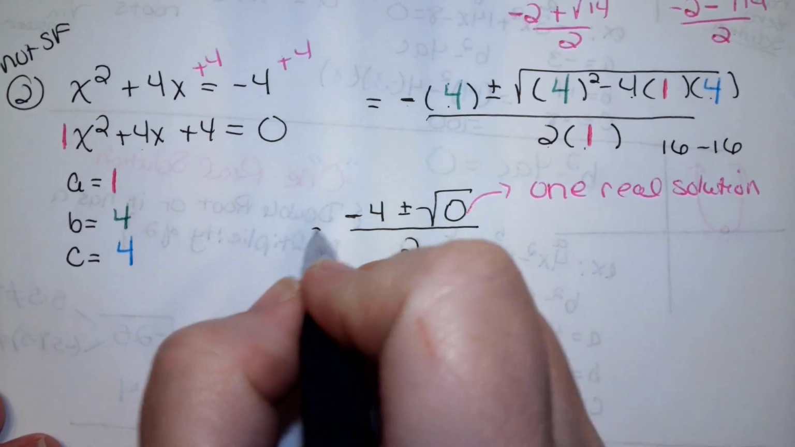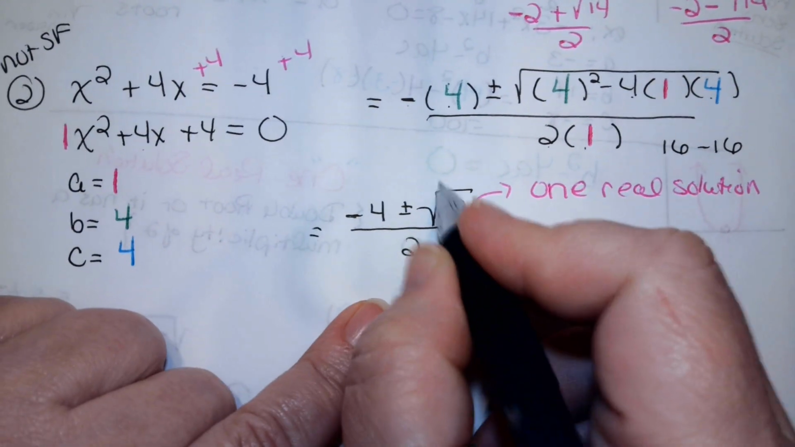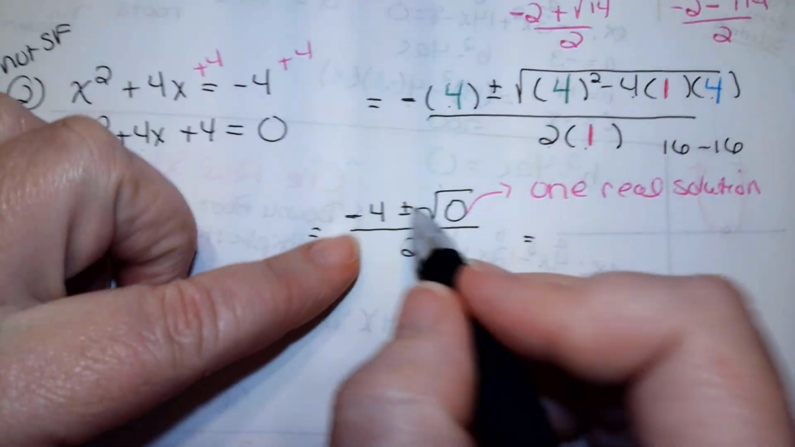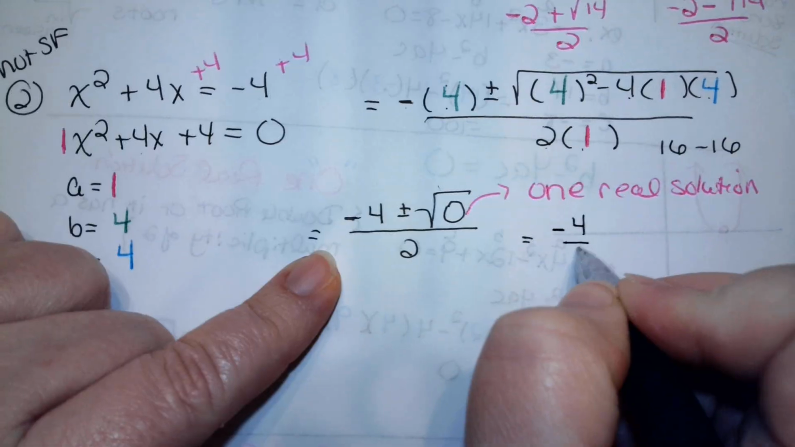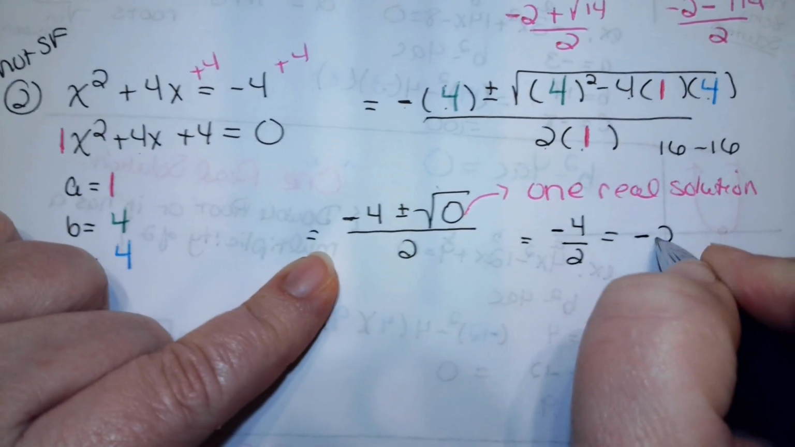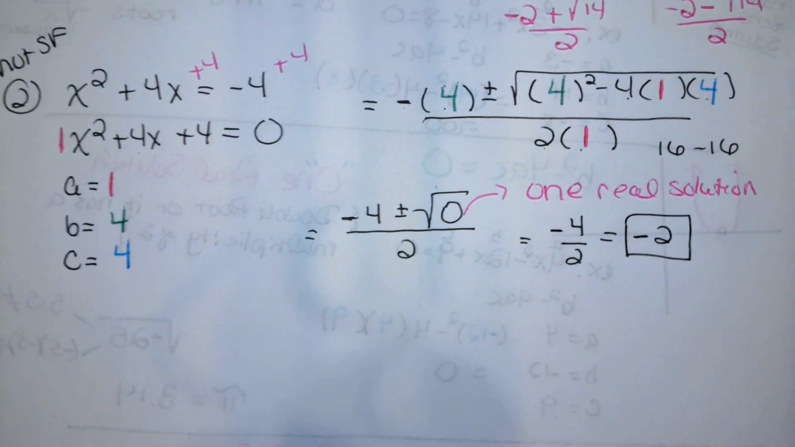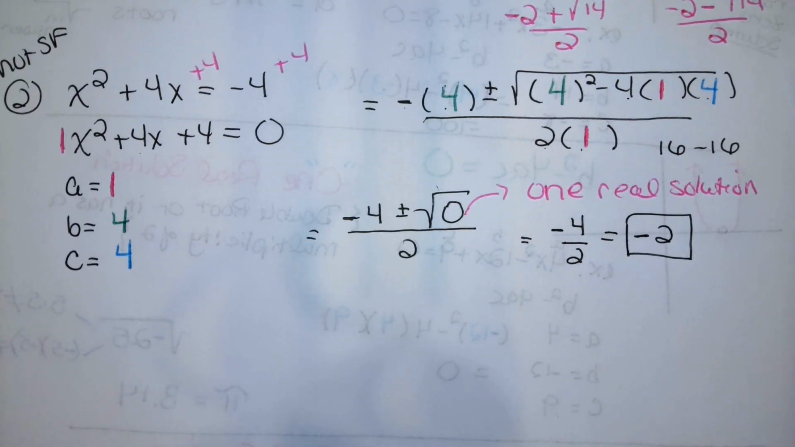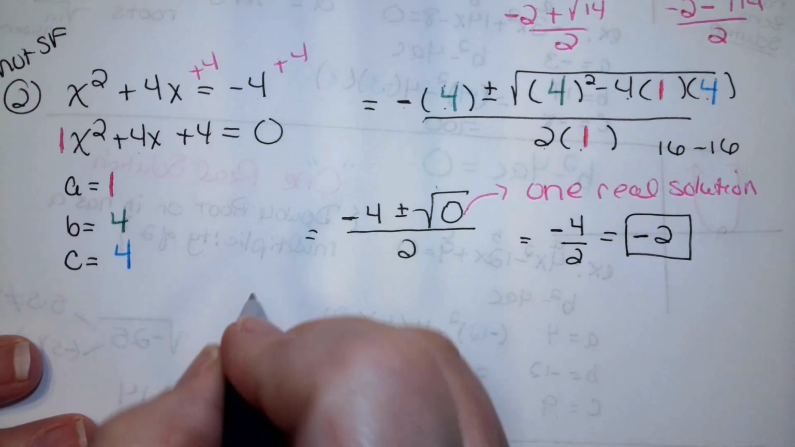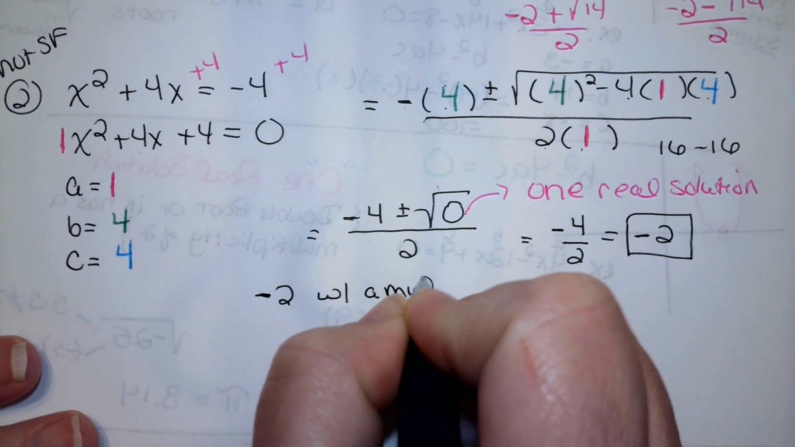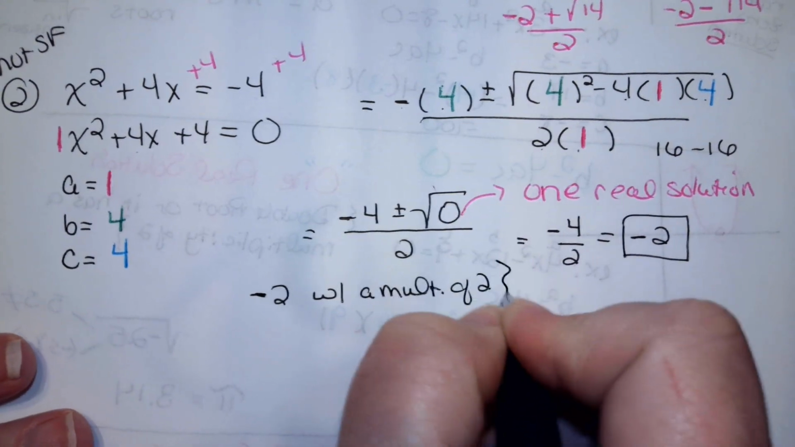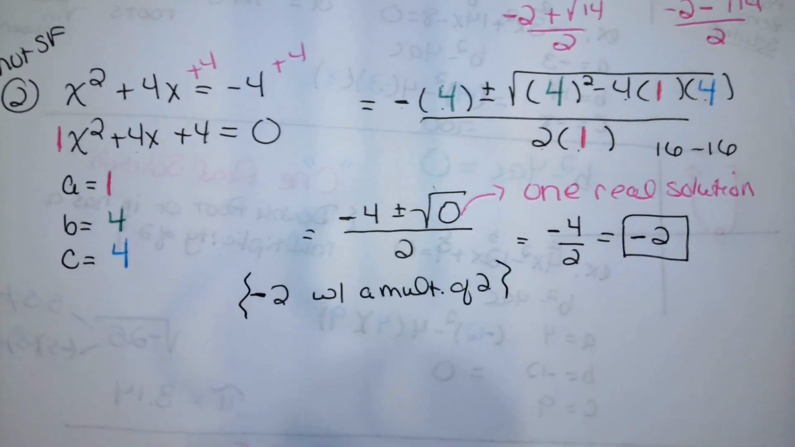So what we really have right here is just simply square root of 0 is 0. So if we either add or subtract 0, it's not going to change anything. What we really have right here is negative 4 divided by 2, which gives us a negative 2. So that means that one distinct root is actually being used twice. So that's a double root. It has a multiplicity of 2. So here your solution is negative 2 with a multiplicity of 2. And remember, that's just a fancy way of saying it's being used twice.